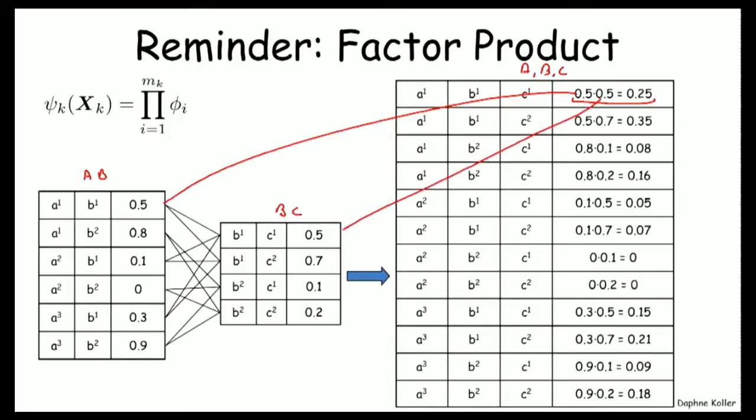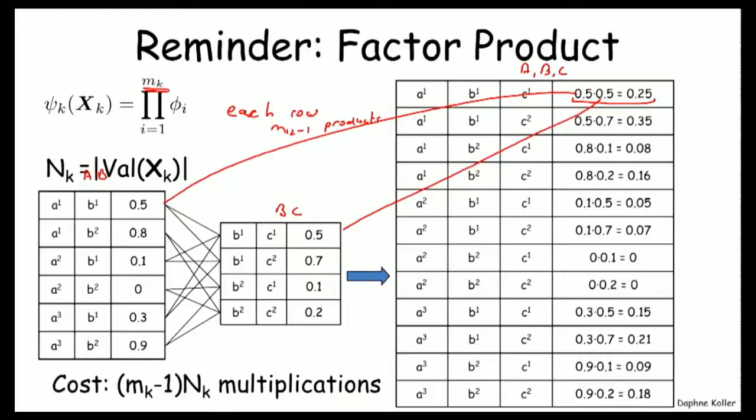So we have to produce every one of the rows in this new table, in this new factor. Let's call nk the number of rows in this new table. And how many operations do we need to produce each such row? Well, if we need to multiply mk different factors, then for each row we have mk minus 1 products.